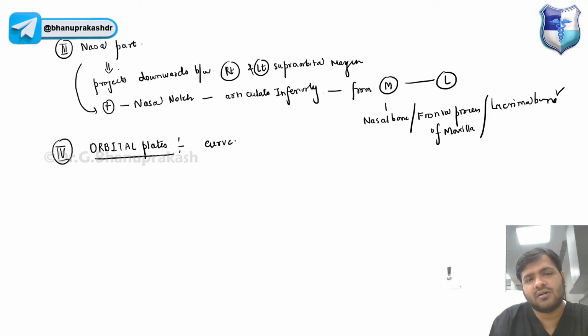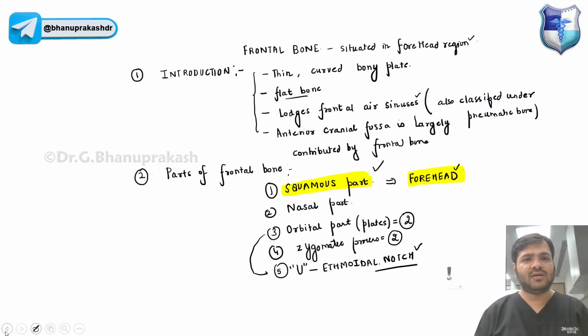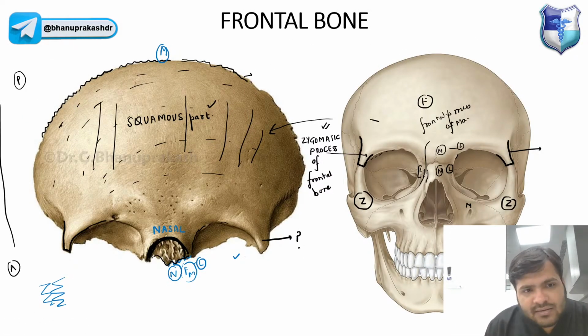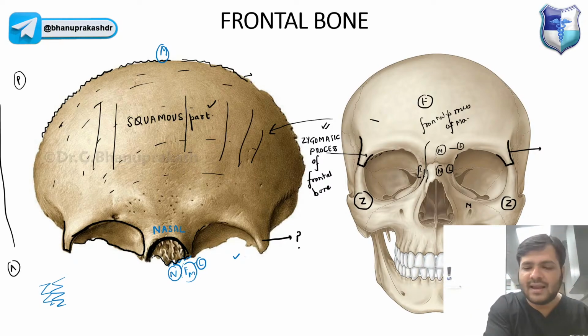Firstly you should know it is a curved plate and it extends posteriorly beyond the orbital margins. If you see over here in this part, you can see it is extending posteriorly, right? And this is the orbital margin above and it is extending posteriorly. So these are the curved plates which you can focus on over here. And it is triangular in surface. If you clearly see the shape, it is triangular in surface.